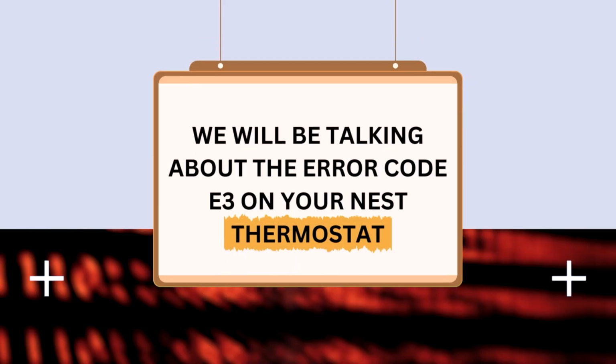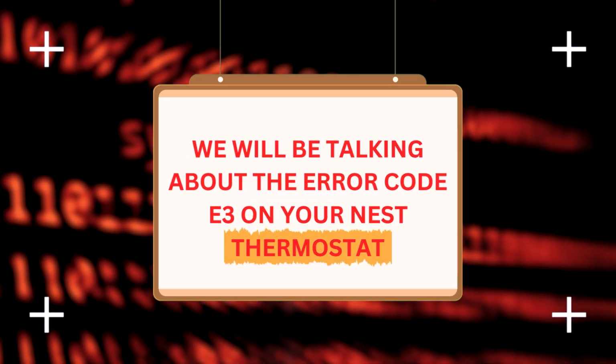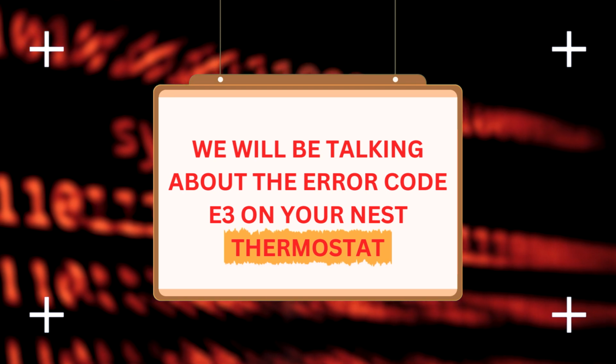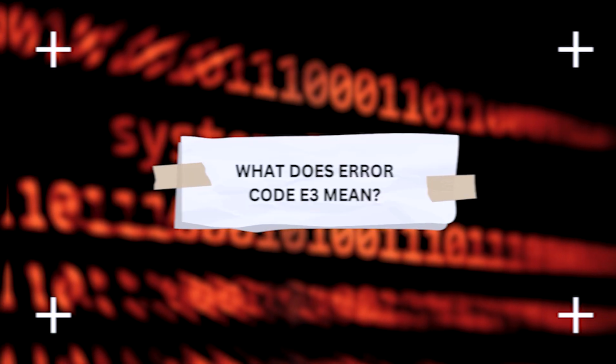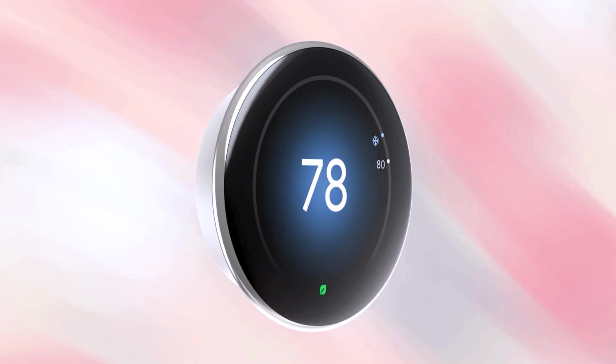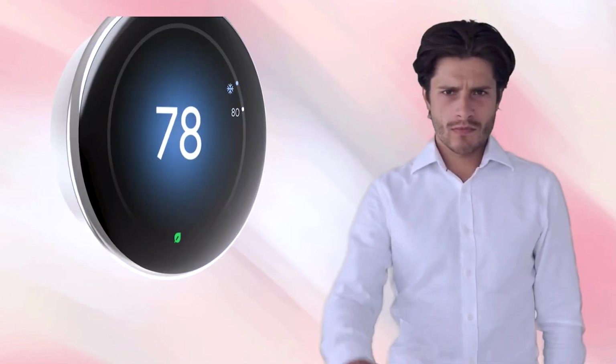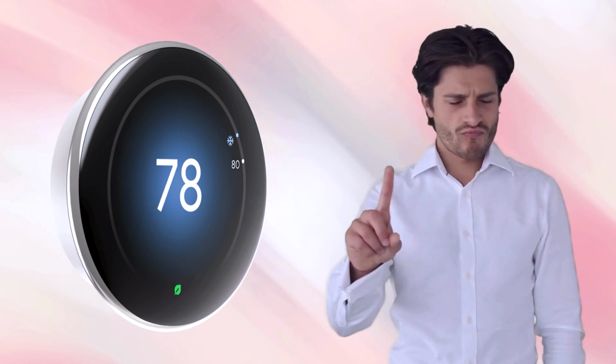In today's video, we will be talking about the error code E3 on your Nest thermostat. But first, what does error code E3 mean? A Nest thermostat that displays an error code E3 means there is an issue with the thermostat's power, meaning that the thermostat is not receiving steady 24-volt power from the HVAC system.